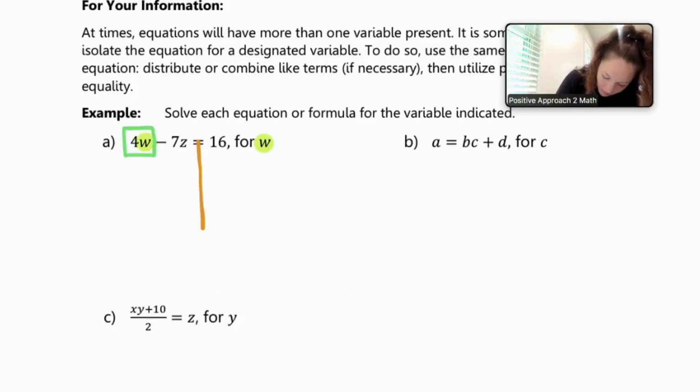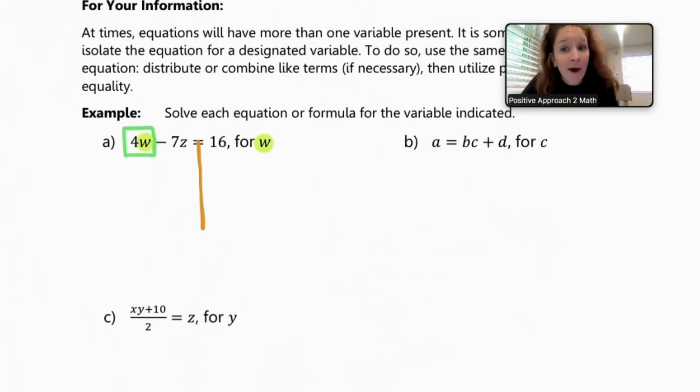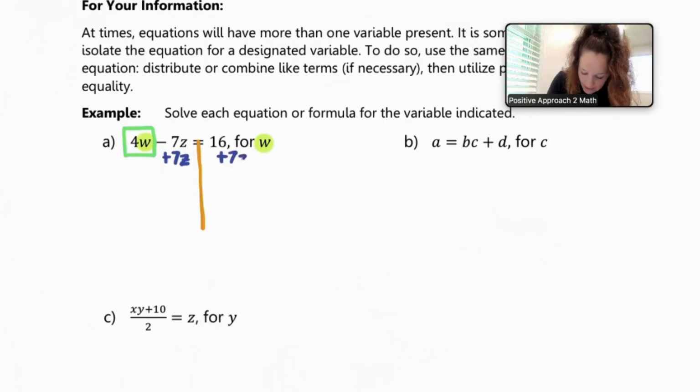We're going to put the 4W in the box. We know how to move over something that's being subtracted. We know we can add it. And when we move something over, we do the opposite operation. So we're moving it over, so we're going to add 7z, okay? Bring down my 4w.